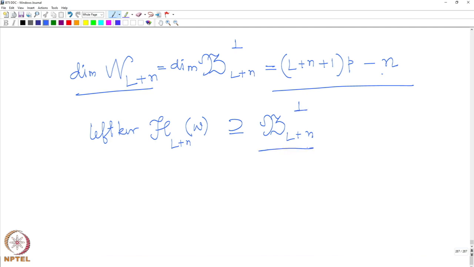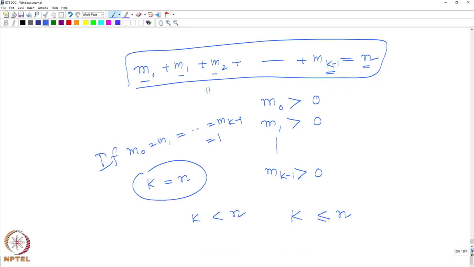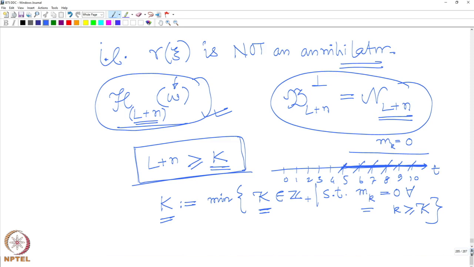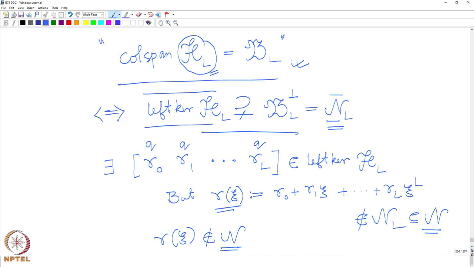If it contains this, notice that it will also contain something more. I look at this R xi, right. How did I define this R xi? Remember, R xi is in the left kernel of HL, right. This guy is in the left kernel of HL.